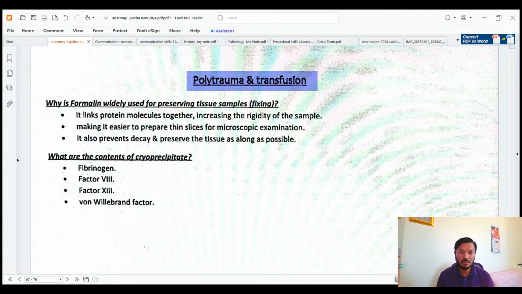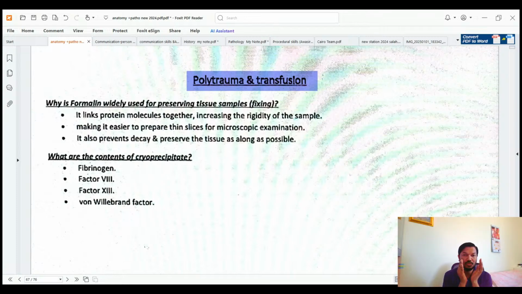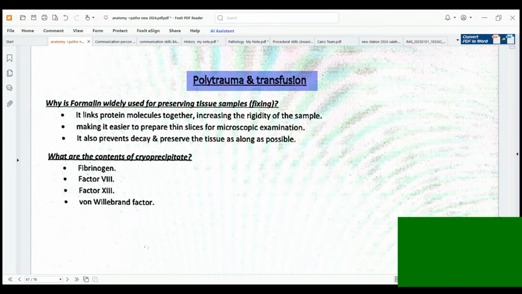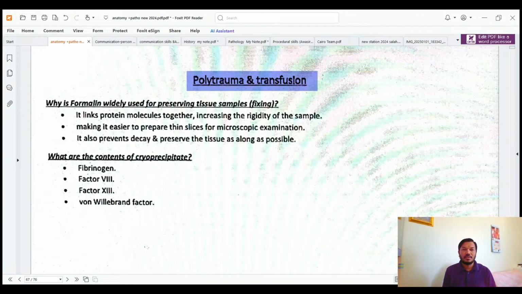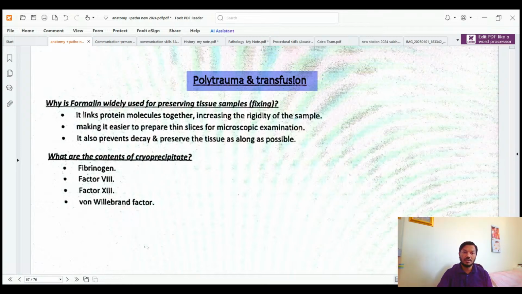It links protein molecules together, increasing the rigidity of the sample and making it easy to prepare thin slices for microscopic examination.